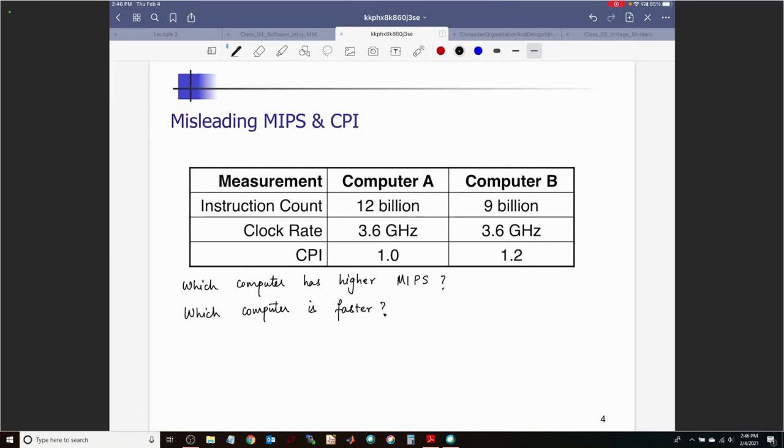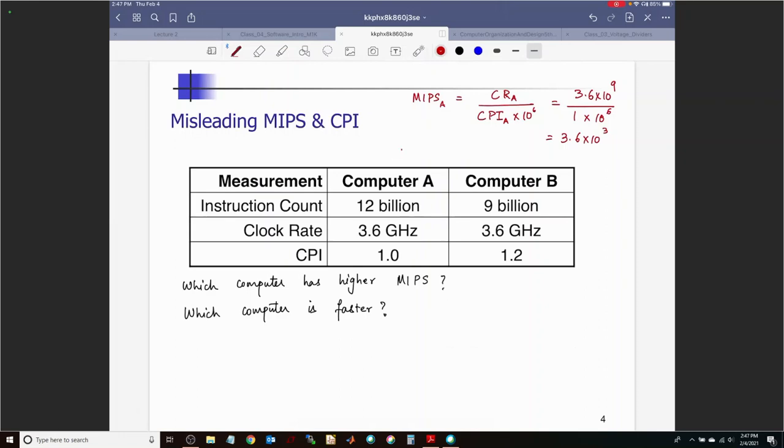So let's calculate MIPS for computer A. MIPS subscript A, what is that? From our equation, it was clock rate of computer A divided by the CPI for computer A multiplied by 10 to the 6. Clock rate for computer A is 3.6 times 10 to the 9 divided by CPI is 1, and then you have 10 to the 6. So this gives me 3.6 times 10 to the 3 million instructions per second for computer A.